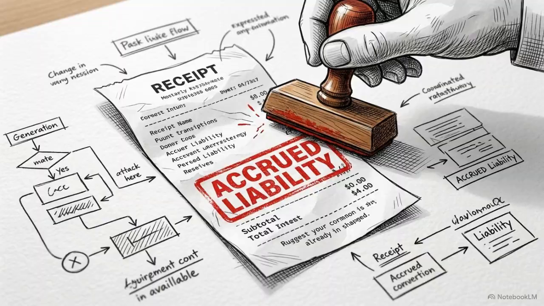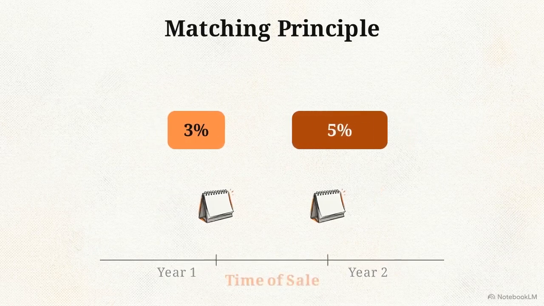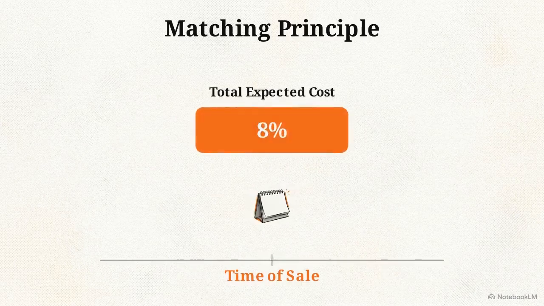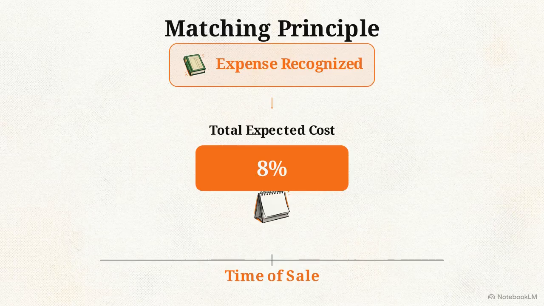We can demonstrate these accruals through a 2-year warranty case study. This table tracks sales and actual warranty payments for year 1 and year 2. Based on past data, the company expects defects to cost 3% of sales in the first year and 5% in the second. Following the matching principle, the entire expected cost of the 2-year warranty, totaling 8%, must be recognized as an expense at the exact time of the sale.